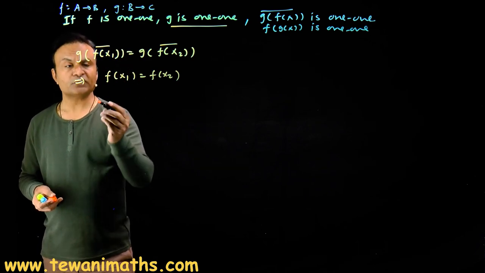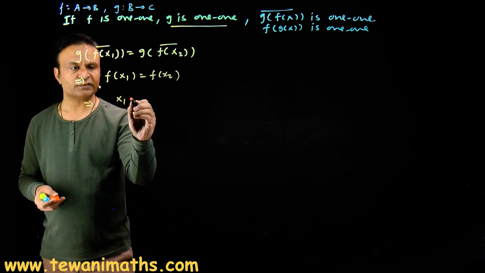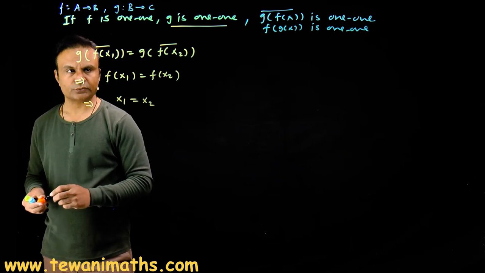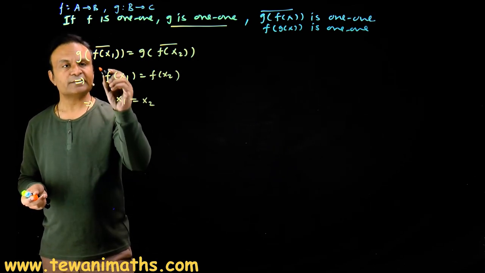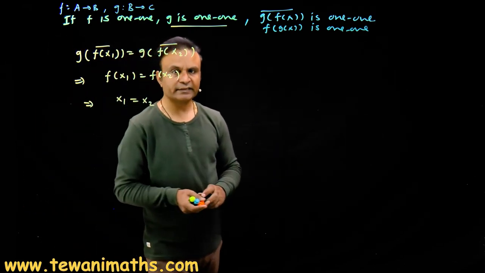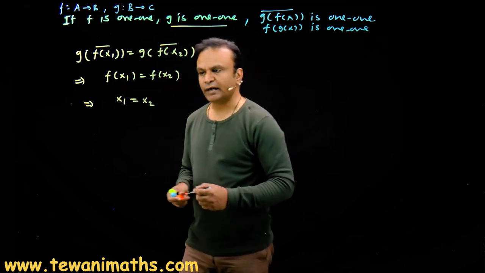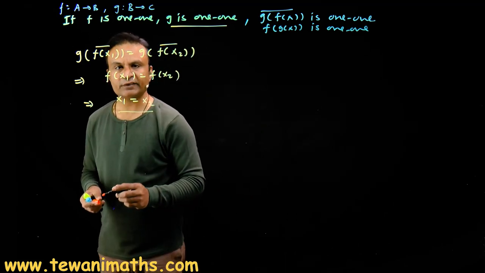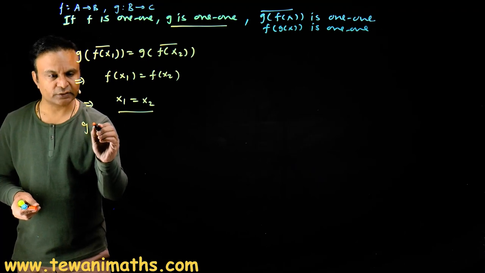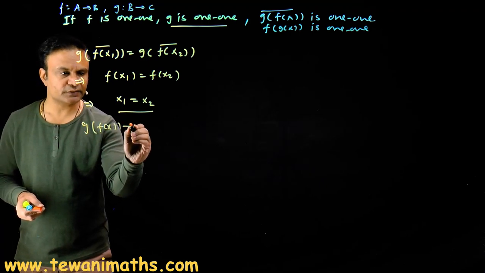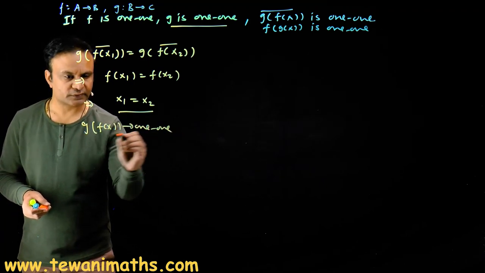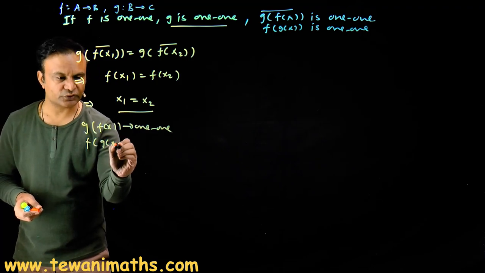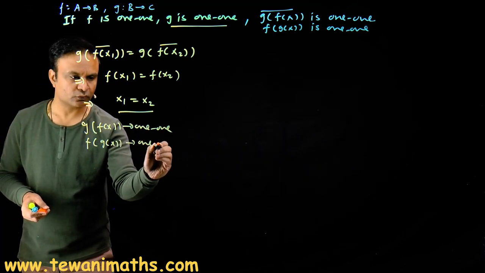Now function f is also 1-1, this implies x1 is equal to x2. That means if I consider g of f of x1 is equal to g of f of x2, I am getting x1 is equal to x2. That means function g of f(x) is 1-1. Similarly, f of g(x) is also 1-1.